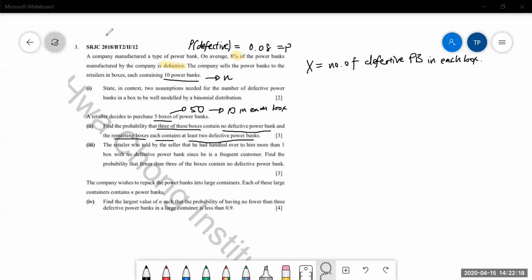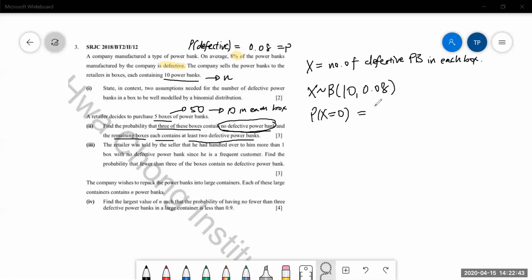Okay. So from here, we need to find the distribution. Step one was to define. Step two, define the distribution. X follows a binomial distribution. The total number of power banks in one box is 10, right? Then the probability of it being defective. Very good. So you need to find the probability of X equals 0. Why? Because they say no defective power bank.